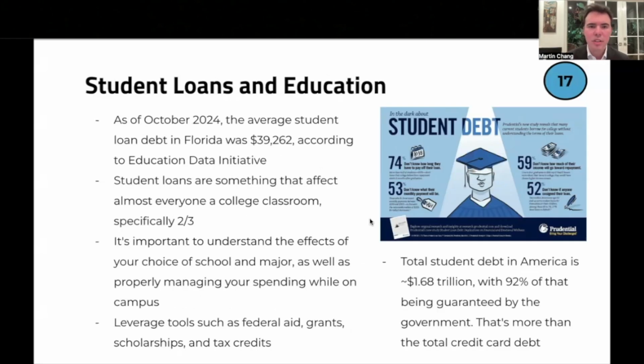All right, so moving on to student loans and education. As of October 2024, the average student loan debt in Florida was just under $40,000, according to the Education Data Initiative. Student loans are something that affect almost everybody in a college classroom, specifically around 2/3 of all students have some sort of student loan debt. It's important to understand the effects of your choice of school and your major when you go to college, and later on, how you're spending money on campus. It's important to leverage tools before taking on loans, such as federal aid, financial aid offered by the university, grants, scholarships, and tax credits.